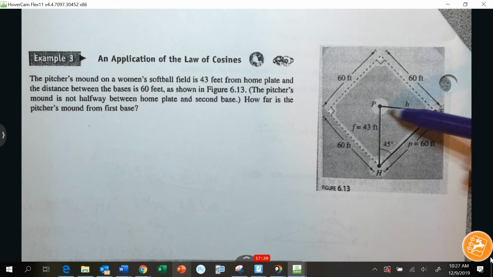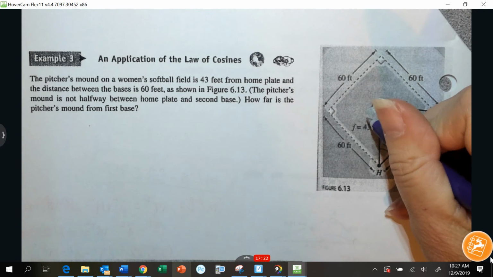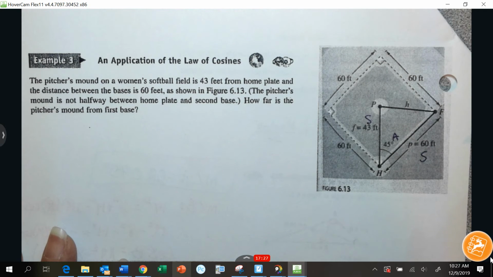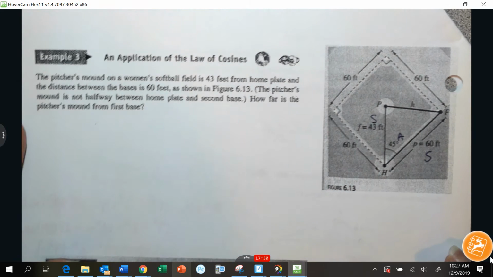So we have a triangle. We've got a side, we've got an angle, and we've got a side. So we have SAS. That tells us we can use law of cosines.